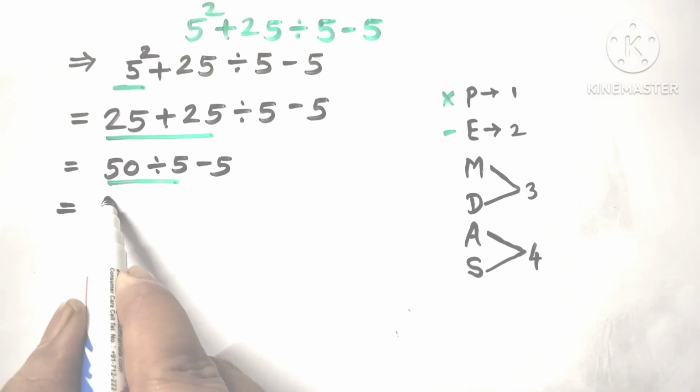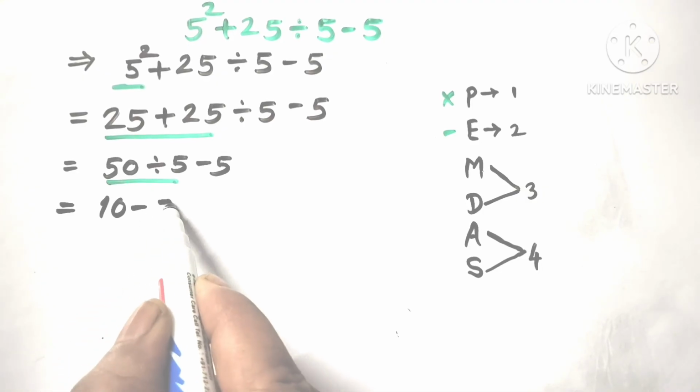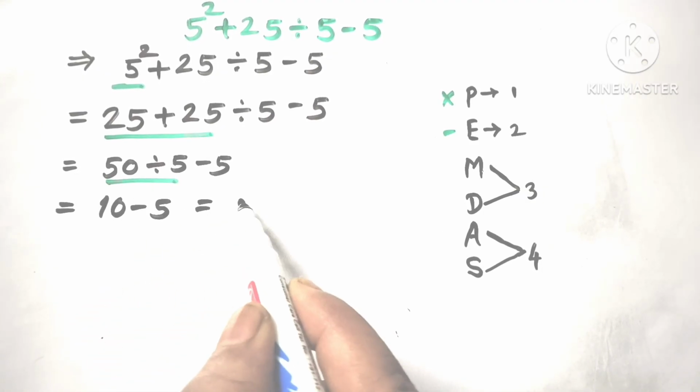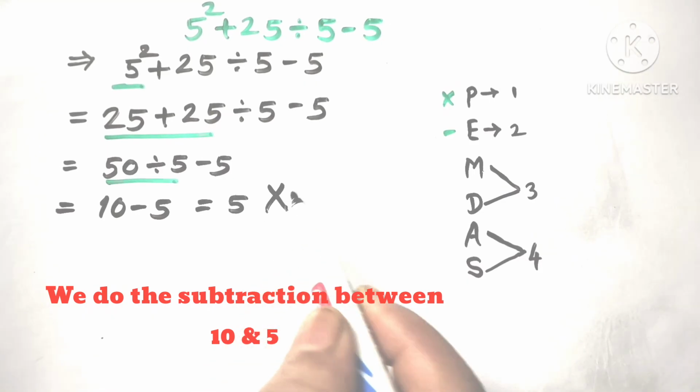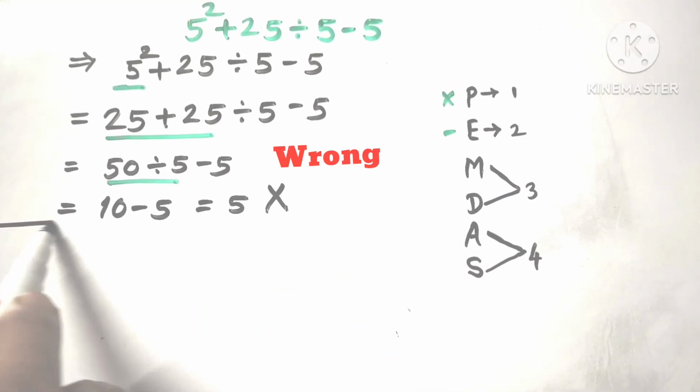Is equal to 10 minus 5. We do the subtraction between 10 and 5. Is equal to 5.